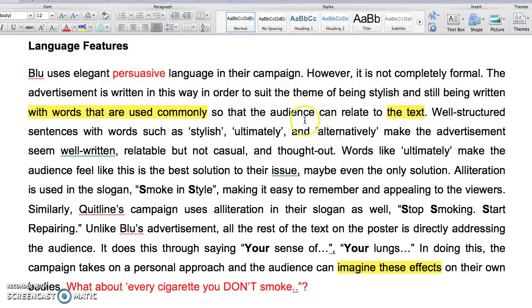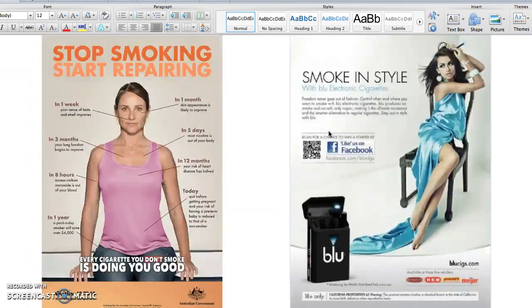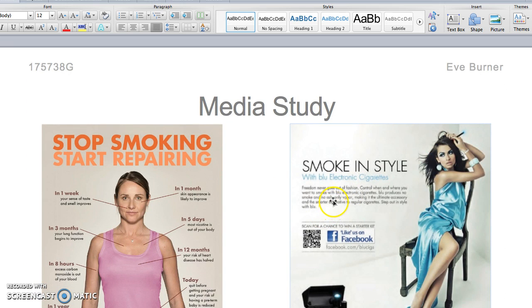Okay, you've done a fairly good job. You've picked out a few words here to back up what you're saying. Now, when you say make the advertisement seem well written, what I think you're saying is that the language has an air of authority about it. And you need to go back to the words, and it's using high modality, isn't it?